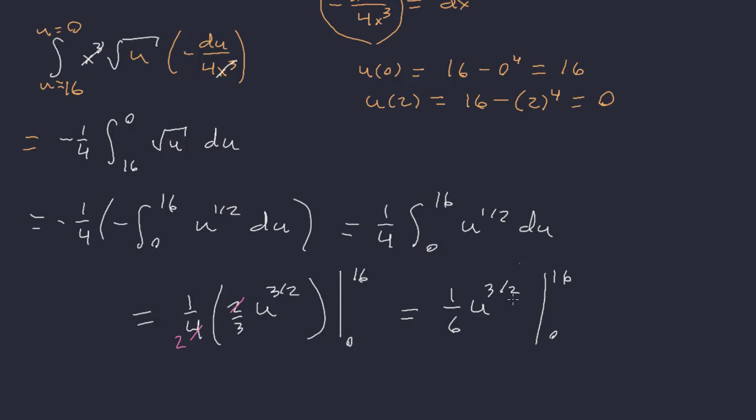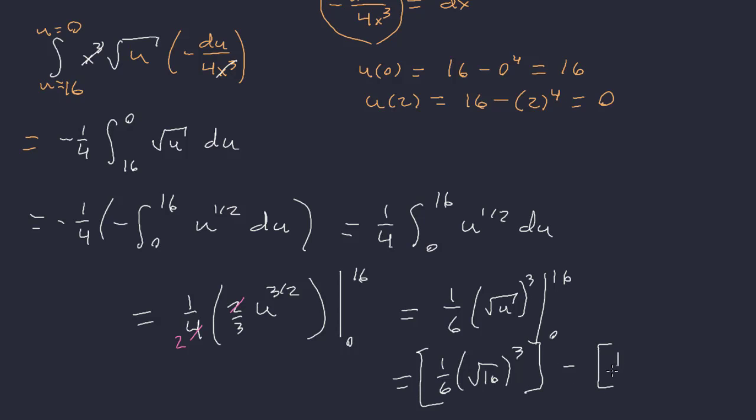from 0 to 16. Now, we can do what we did before, where instead of u to the 3/2, we write this as the square root of u cubed. And we would do that because we know what the square root of 16 is. Right, so we'll get 1/6 times the square root of 16 cubed, right? Then minus 1/6 square root of 0 cubed. So this piece just comes out to be 0.